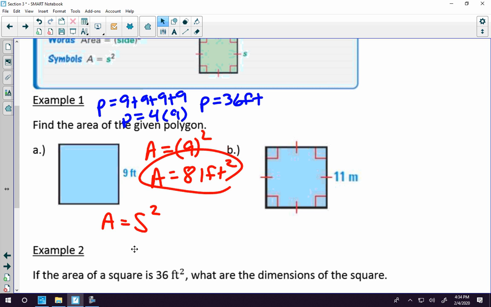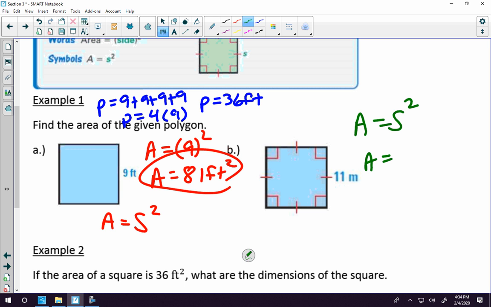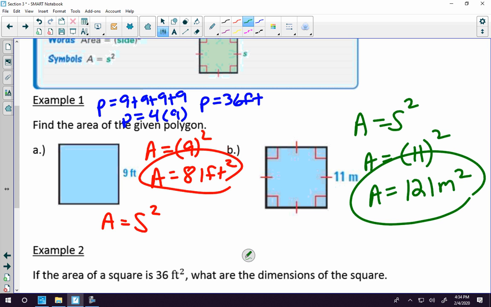Moving on to example B, how do we find the space inside of this square? Again, we're using capital A for area. Area equals side length squared. Substituting in our given information, we have the side length, so it's 11 squared, which means 11 times 11. So the space inside of this square is going to be 121 square meters. If we wanted to find the perimeter, it would be 4 times 11. The perimeter would be 44 meters.